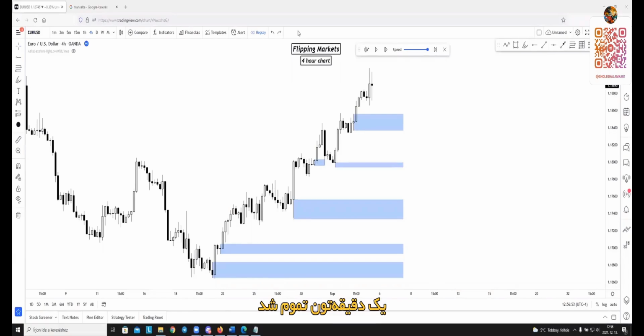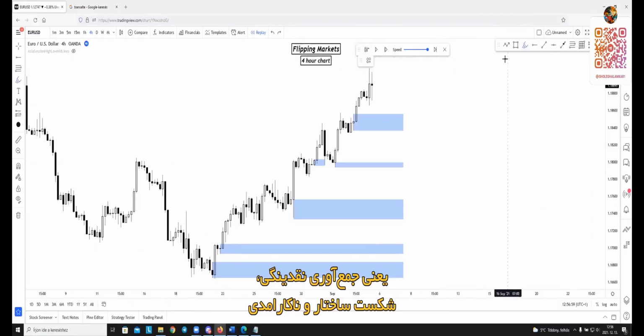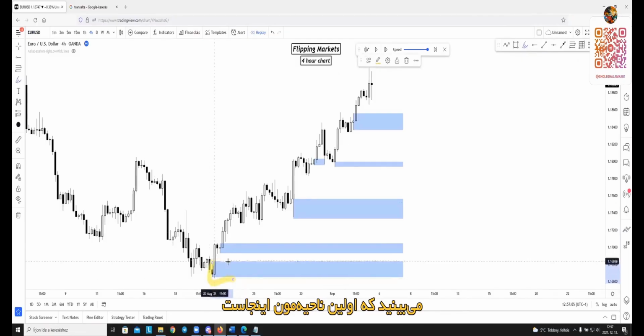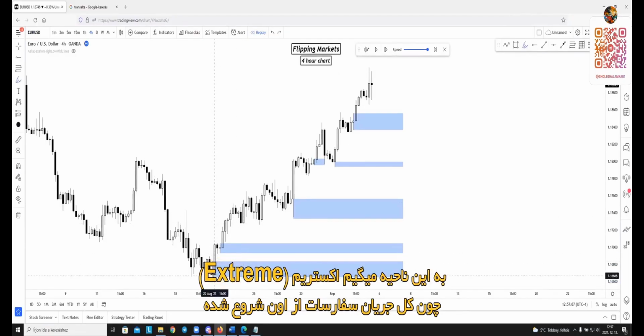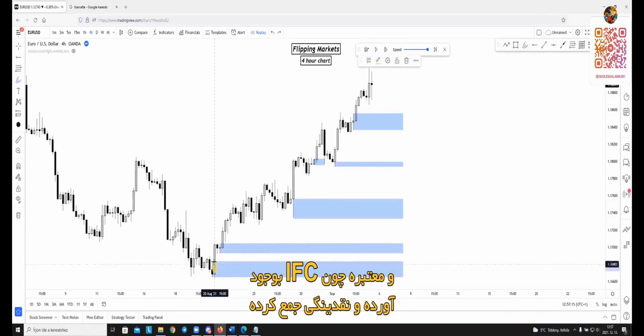So the 1 minute is over, and as you can see, I drew all of the zones that have at least 2 criteria: liquidity collect, break of structure, and inefficiency. Okay, let's check them out. This is our first zone. We call it an extreme zone because it was the start of the whole order flow. This zone changed character here and here, so this will be valid because it created inefficiency and swept liquidity.